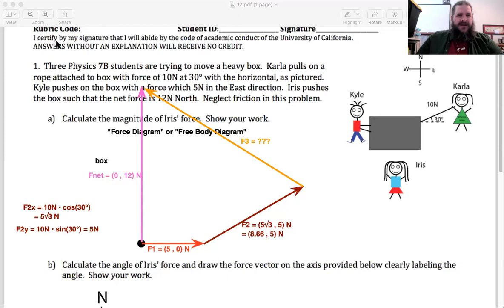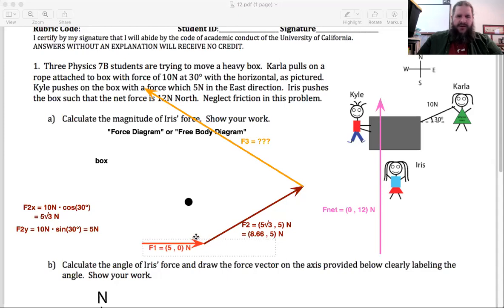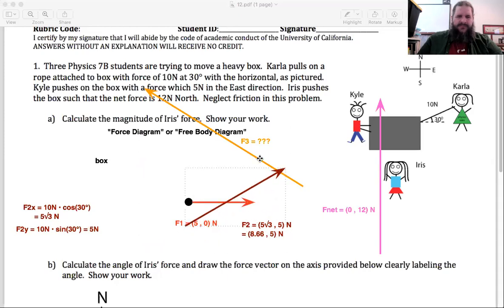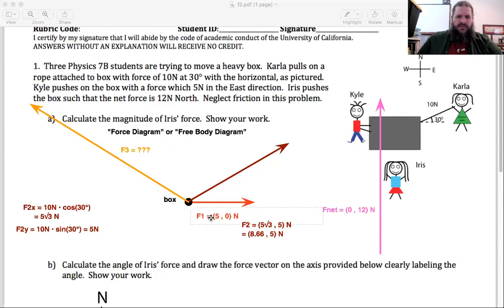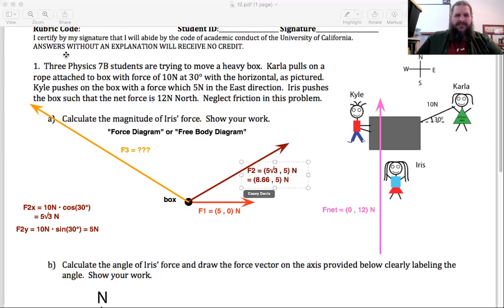So let's put these back in the free body diagram format. We're just going to draw all of these force vectors as arrows coming out of the single point representing the box. So these are the three forces acting on the box. And let's add these together. We know that these have to add up to F net. We can say F1 plus F2 plus F3 has to equal F net.